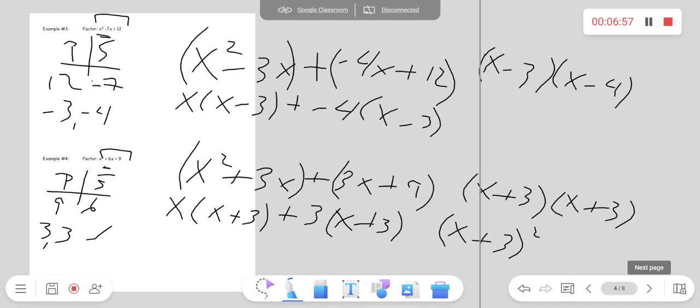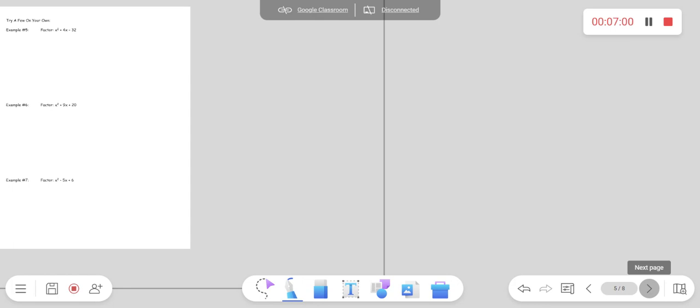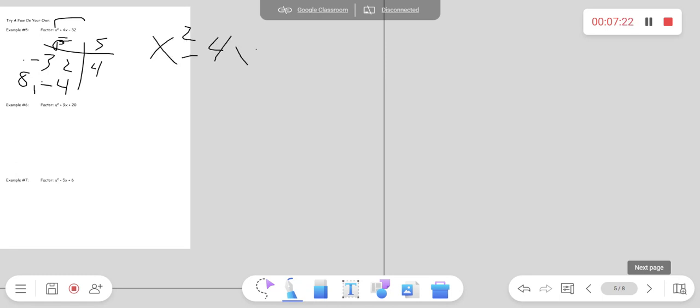Okay, let's hop to the next page. It says let's try a few on our own. I'm going to try these with you. Okay, I have a sum and a product. My product here is -32. That's my product. And my sum is +4. Well, that sounds like a +8 and a -4 to me. So what we have here is x squared minus 4x. Always put your negative first. Plus 8x minus 32.